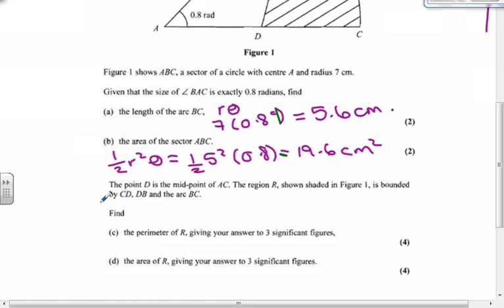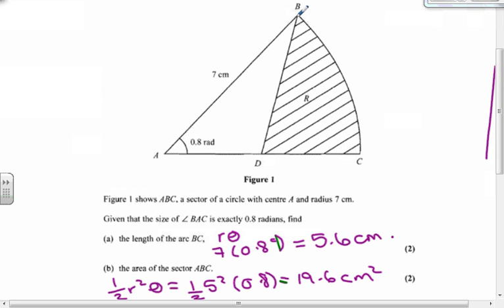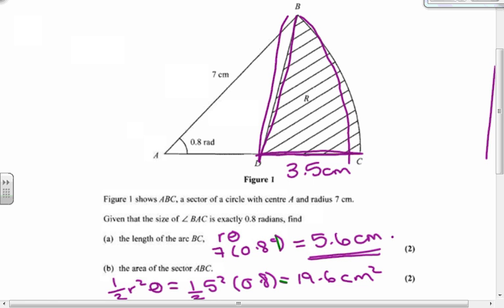But moving on to these ones, the point D is the midpoint of AC. The region R, shown shaded in figure 1, is bounded by CD, DB and the arc BC, and we're asked to find the perimeter of R to three significant figures. So we have already found one side, which is the arc, 5.6 centimetres. We know that D is the midpoint of the line AC, so that's 3.5 centimetres. So the only one that we have left to find is this line BD.